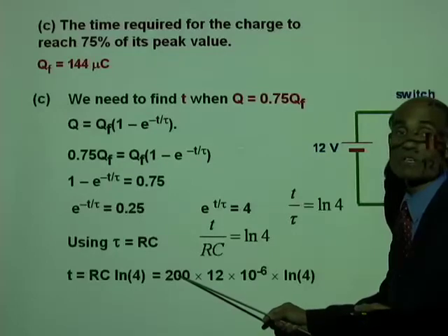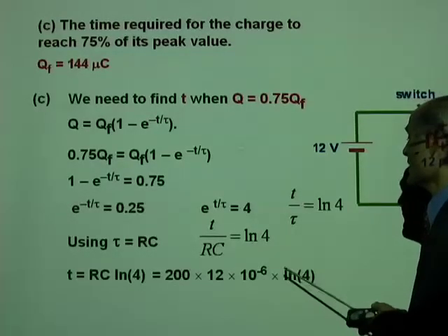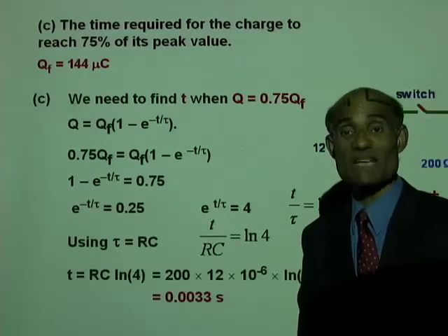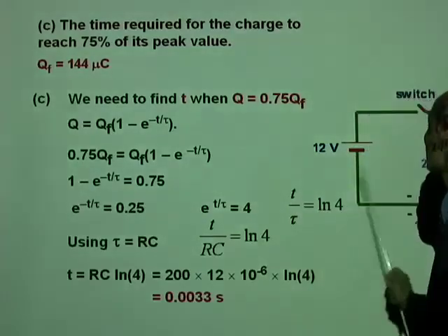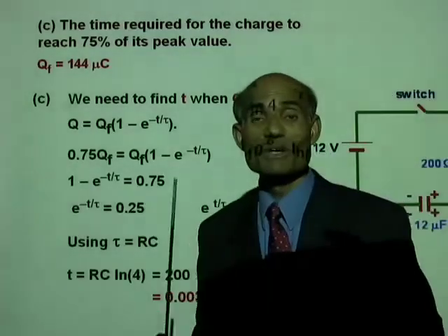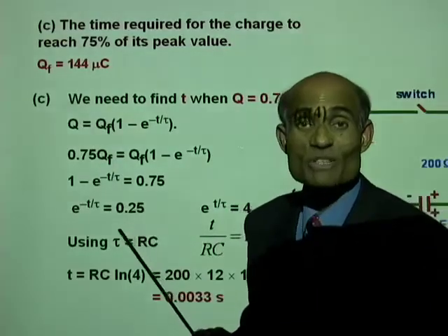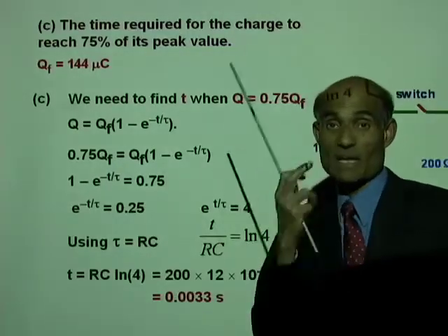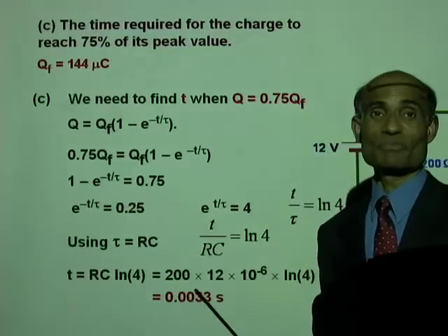R is 200 ohm, C is 12 microfarad, and that will be 0.0033 seconds. You see, if you use a very small resistance like 200 ohm, the capacitor gets its full charge within a very short time. Now, that has been a good part C, and I hope we will practice some of that kind of problems.